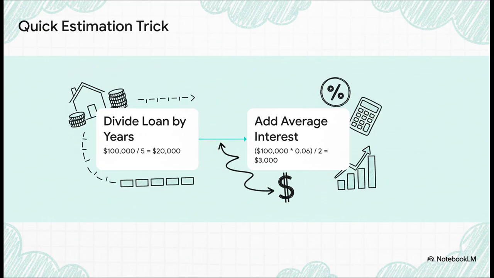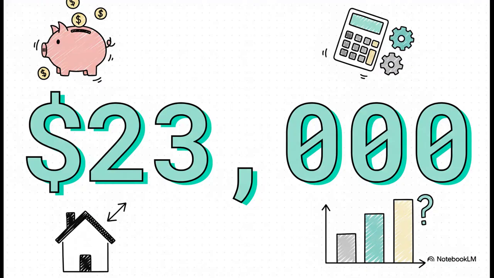For the second step, you need to add in some interest. A really great way to estimate the average interest is to just calculate the interest for the first year and then chop it in half. So for our loan, that's $20,000 for the principal, plus about $3,000 for the average interest. Add them together, and you get an estimated yearly payment of $23,000.